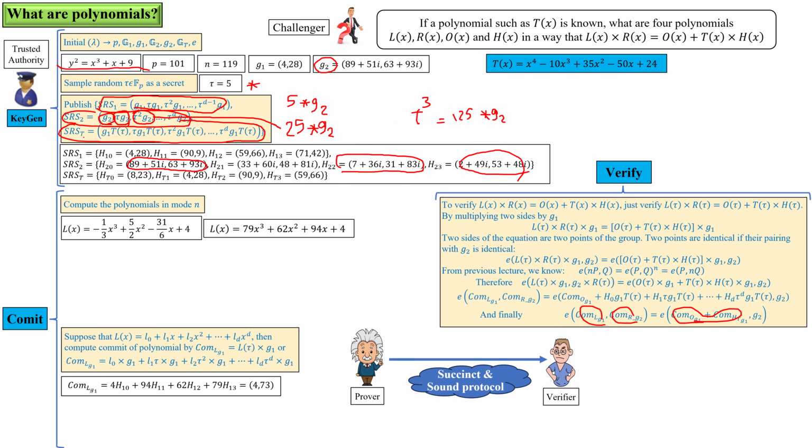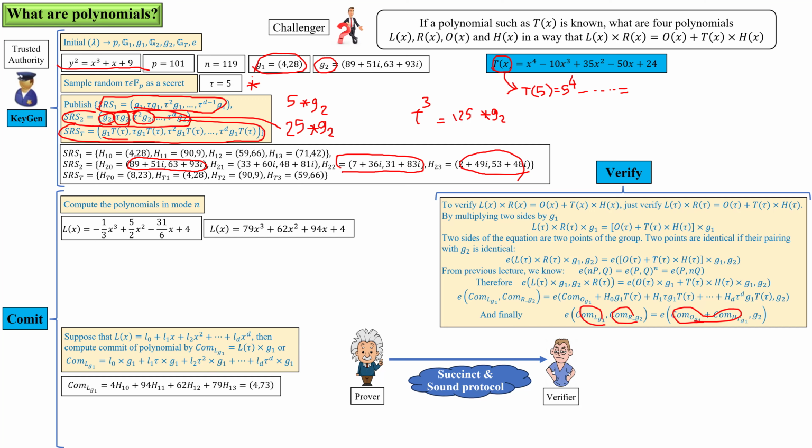Okay, for the SRS, the trusted authority follows these formulas. So G1 multiplied by T of tau. This is the polynomial T of X, and for T of tau, the trusted authority computes T of 5 equals 5 to the power of 4 minus and so on, computes some values, and then multiplies it by G1. G1 is the generator of the group G1.